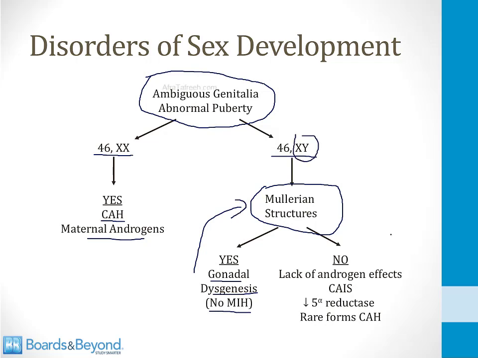If they tell you that the uterus and other Müllerian structures are absent, then you need to look for some reason that there is a lack of androgen effects. This could be androgen insensitivity syndrome, it could be a 5-alpha reductase deficiency, or it could be some of the rarer forms of congenital adrenal hyperplasia.